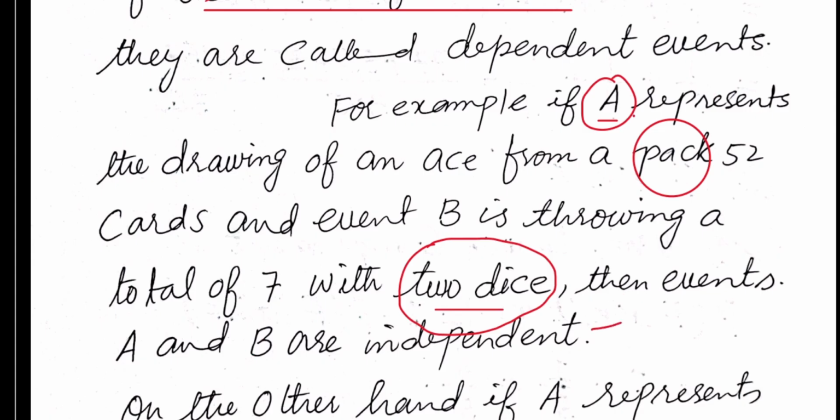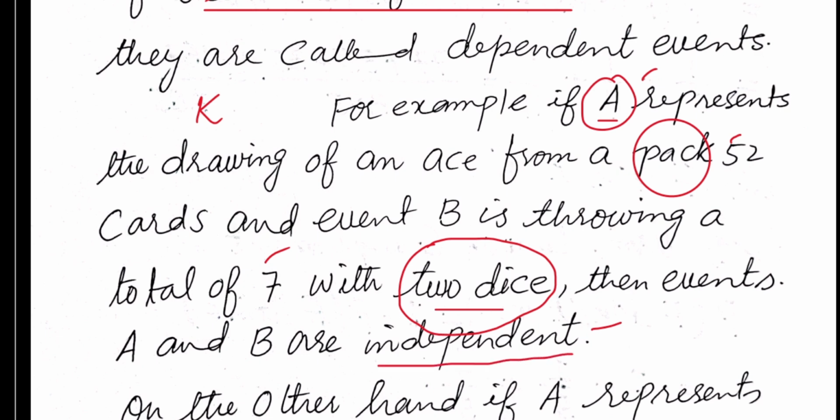When you draw a card from playing cards, and on the other hand, when you throw 2 dice, there will be no effect of the occurrence of event A on the occurrence of event B. Suppose you pick a card from the playing cards and this is a king. Now, when you throw 2 dice, the total may or may not be 7. This is possible, the total will be 7. So the occurrence of event A does not affect the occurrence of event B. So these two events are independent here.